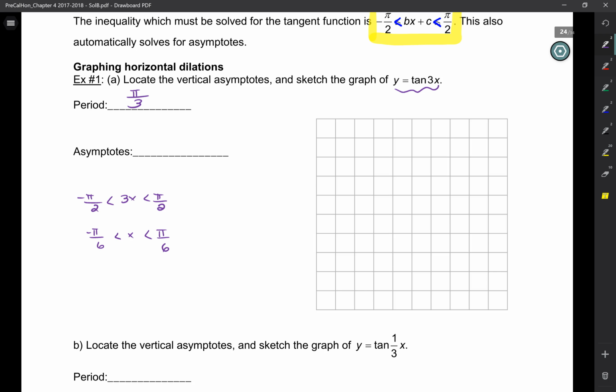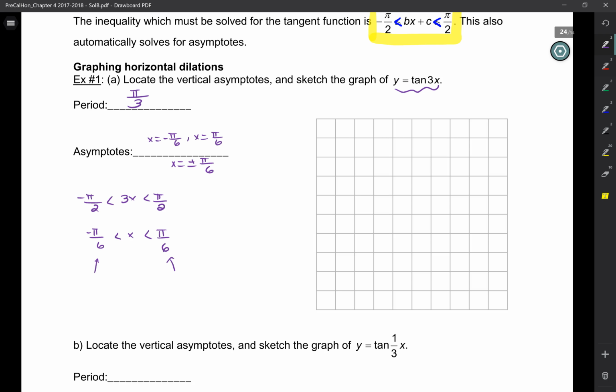And our asymptotes then are these endpoints here. So x is negative pi over 6, x is positive pi over 6. You can also write x equals plus or minus pi over 6 to save time. That's the grown-up way to do it. We like that way too.